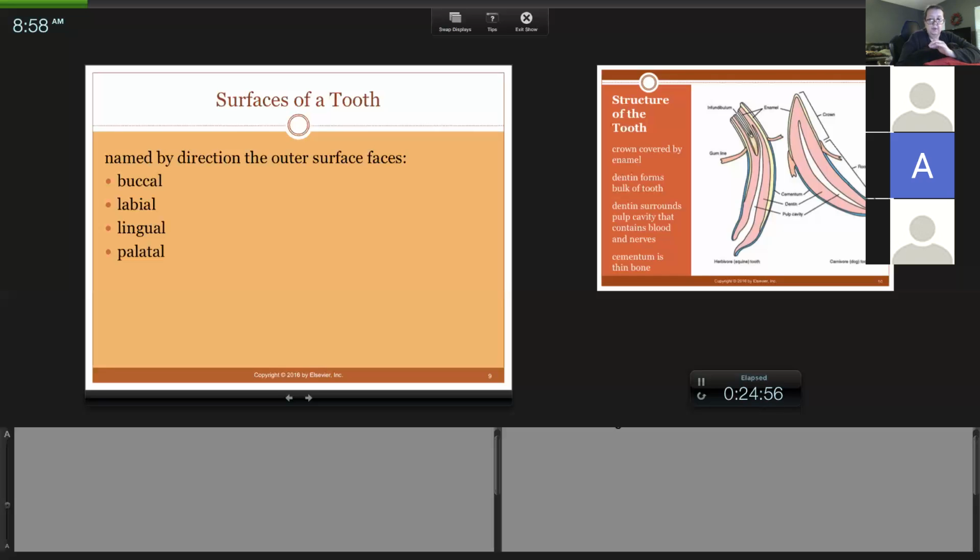Think about a tooth having a front and a back surface. Now, there's a few more terms that talk about the middle and the chewing surface, but you'll get into more of that in dentistry.